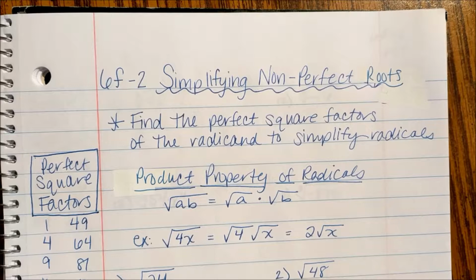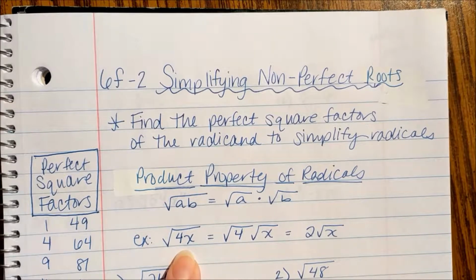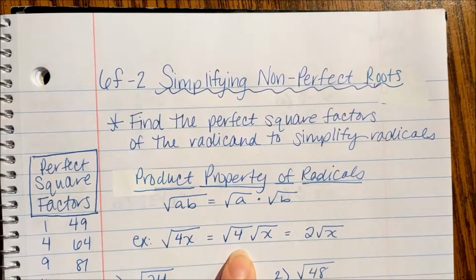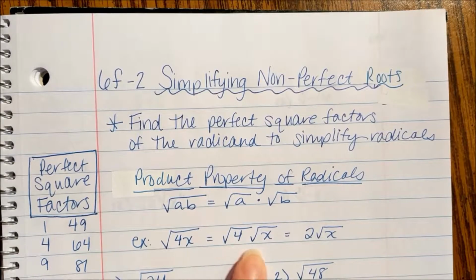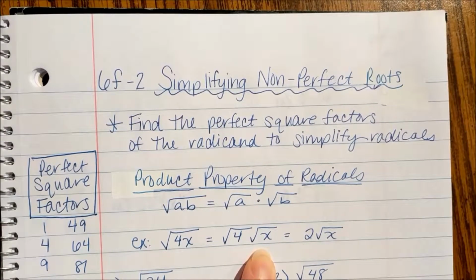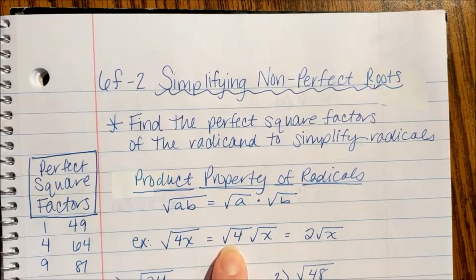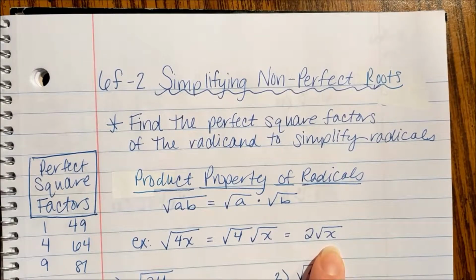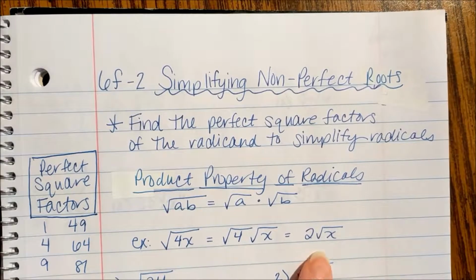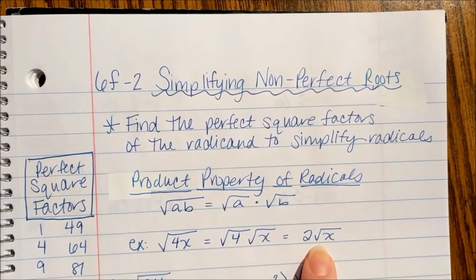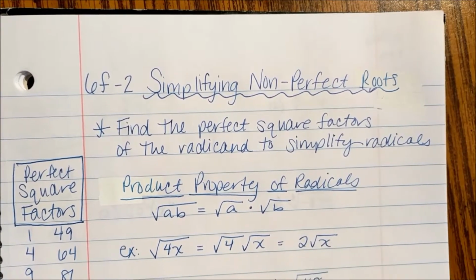An example of this would be if you have the square root of 4x, I can split that into the square root of 4 times the square root of x. Two radicals next to each other means multiplication. And the square root of 4 will simplify to 2, which can now be put with the square root of x. This is square root of 4x in simplest radical form.